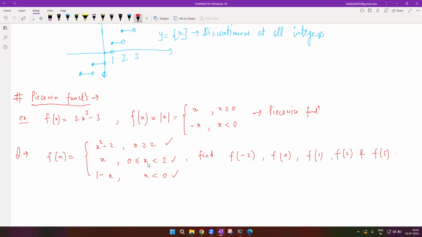If we have any value of x from 0, and it can also be equal to 0, and less than 2, then we will use this expression to find out the function. And if we have any value of x less than 0, then we will use this expression, right? That is what piecewise function means. So if we are finding out f(-2), then choose wisely which expression you need to use.